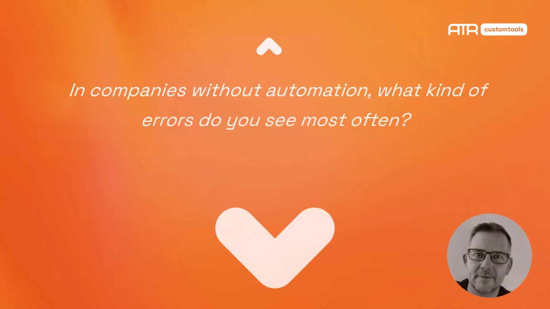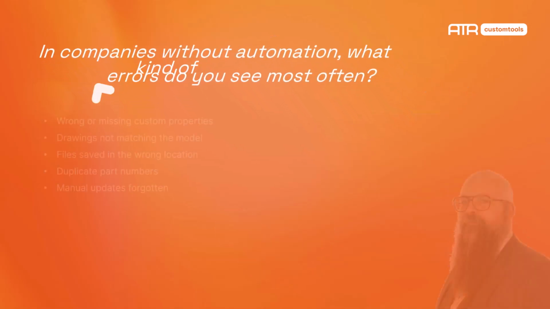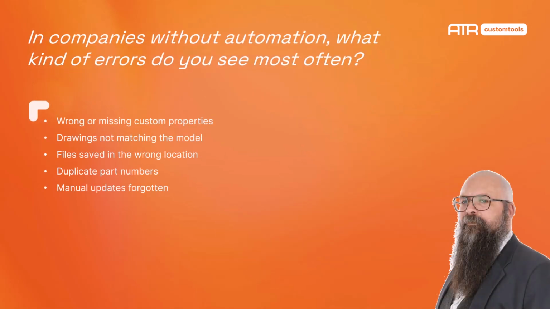In companies without automation, what kind of errors do you see most often? Wrong or missing custom properties is probably number one.